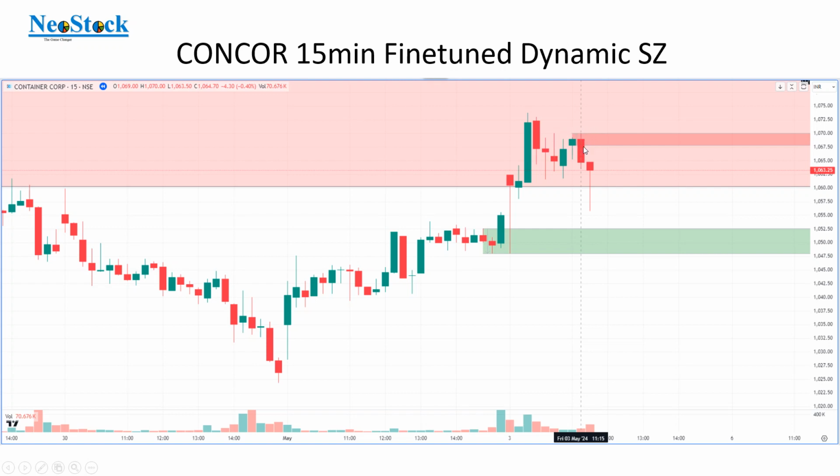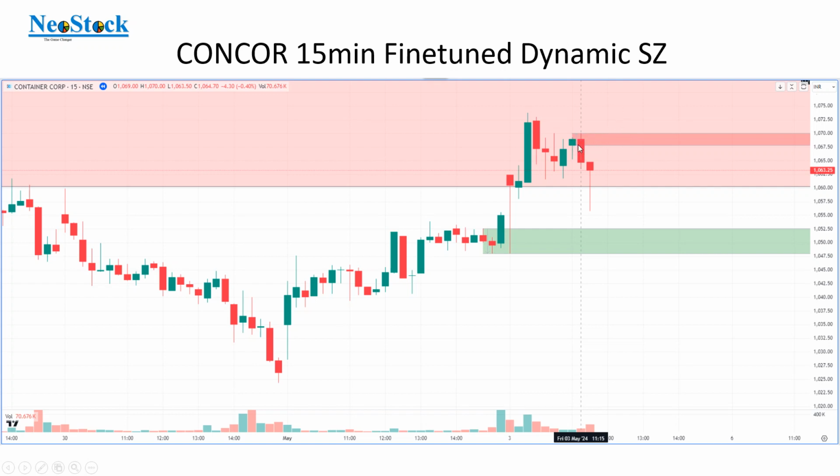This is a 15 minutes fine-tuned dynamic supply zone. But is it good enough for us to plan our trade? No, it is not good enough. The reason is, inside this 15-minute zone, again we should identify a 5 minutes fine-tuned dynamic supply zone. Dynamic zone means the zone that is created during the live market. If a 5 minutes fine-tuned dynamic zone is there, then only we plan our trade. Otherwise, this one also will be violated easily.